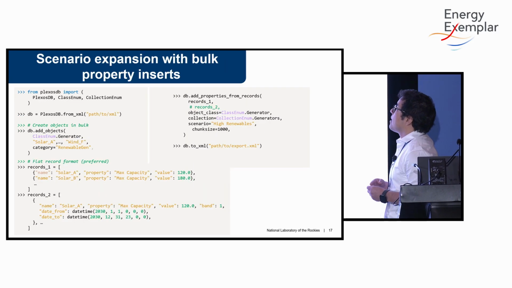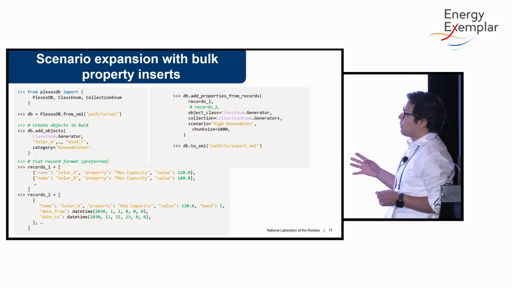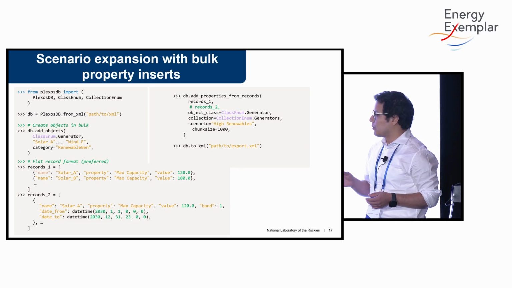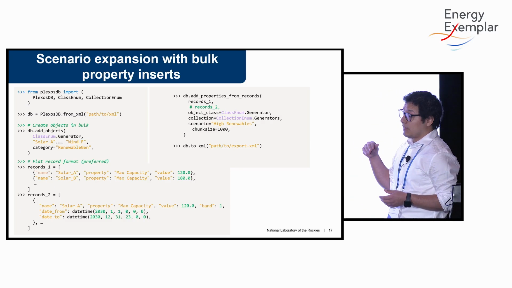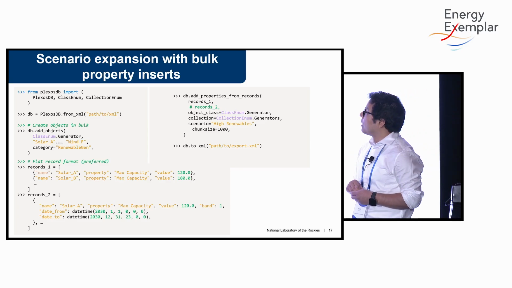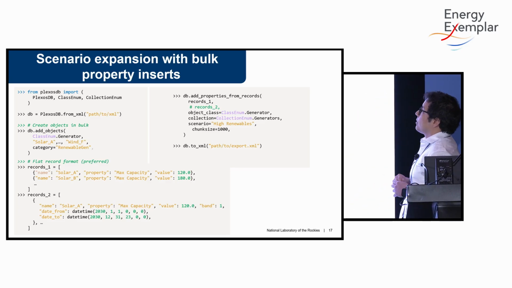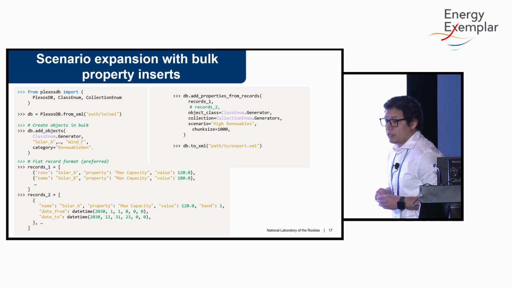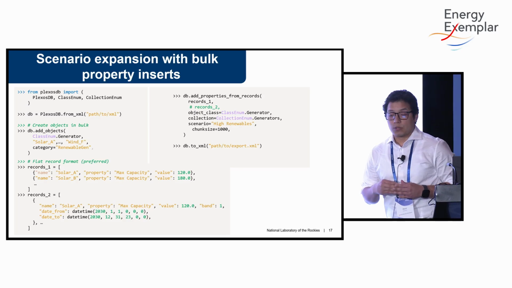OK, for running scenario expansion with bulk property inserts, in this case, we present a lot of property inserts for all the object generators we have. So if you have a lot of records to add to your existing model or creating a new one, you can do it with add properties from records and export the XML after that, if that is your intended workflow. So for large systems, we've done the benchmarks as well, and it works pretty fast.